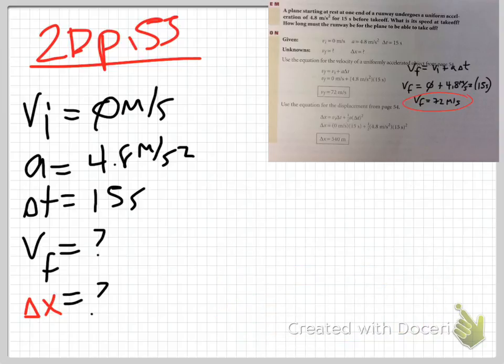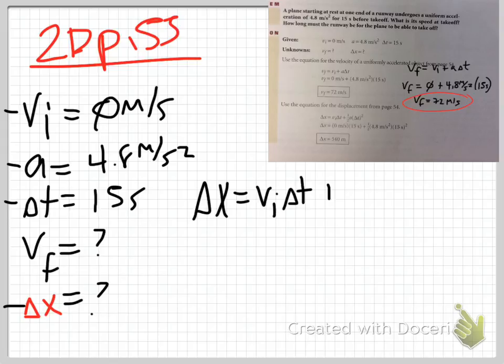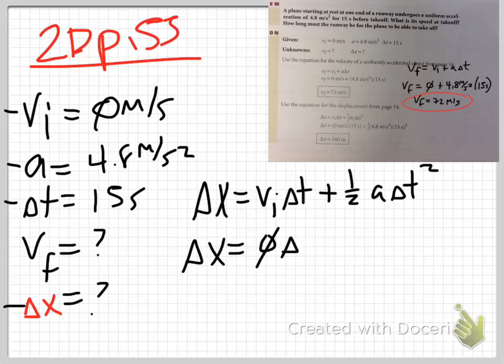Let me pause. So if I want to solve for the length of the runway without using VF, I have VI, A, delta t, delta x. Do I have anything that would allow me to solve for that without using VF? Well, of course I do. It's the one that we just derived. So delta x equals VI delta t plus 1/2 A delta t squared. So delta x equals 0, or oops, 0.